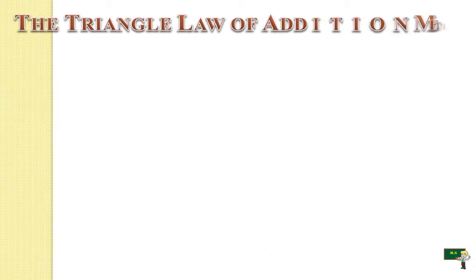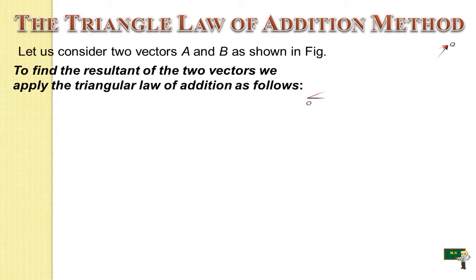Now we are moving into an important question, the triangle law of addition method. Let me show a picture here. See, P is at the center and we have a line from O to P, then P to Q. PQ is equal to B vector and OP is equal to A vector. Therefore, we can have OQ as R, and R is equal to A plus B.